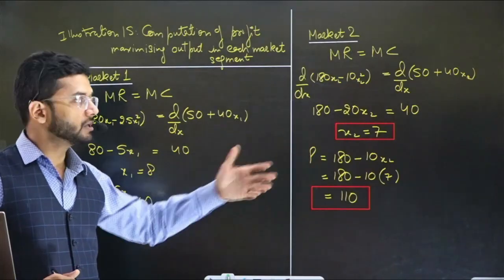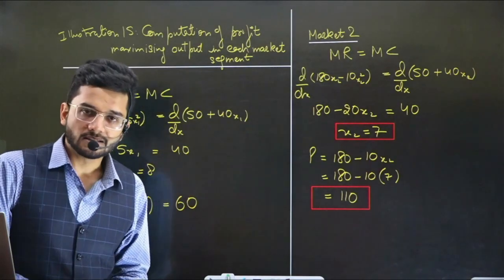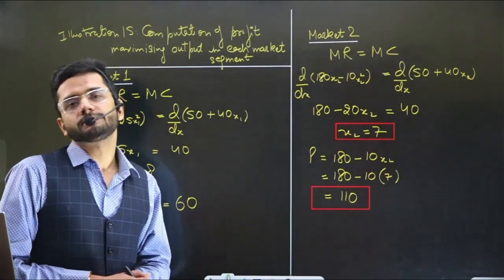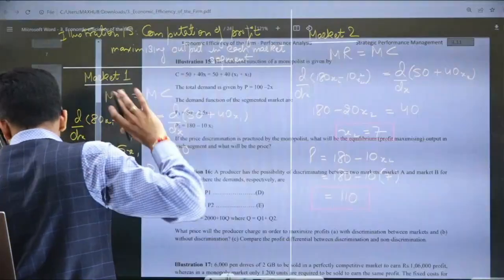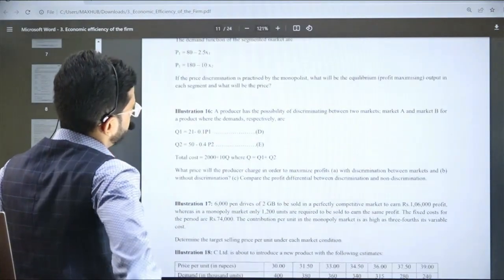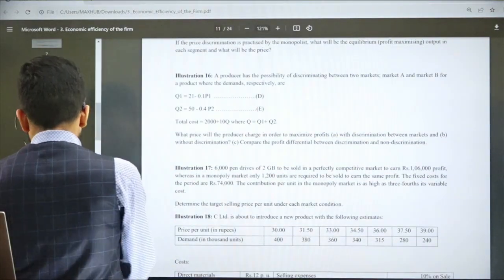When you segment the market on the basis of price, when you charge different prices in different market segments, this is the result which you get. Okay, and this will result in maximum profit for a monopolist. All right, this was illustration number 15 for all of you. Now we come on to illustration number 16.